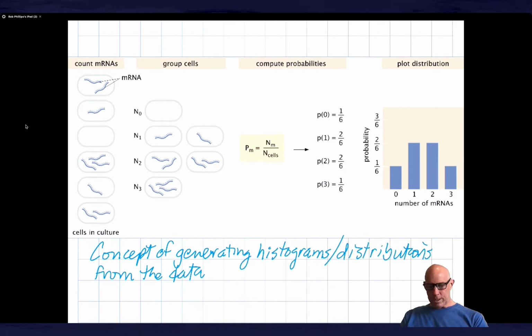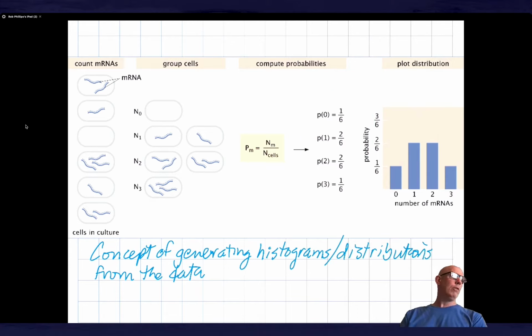Here I'm just showing you exactly how such a thing would go. In the left column, I have all of my different cells. The first one has 2 mRNAs, the second one has 1 mRNA, the third one has none, the fourth one has 3, the fifth one has 1, and so on. And then I group them. What I mean by group is I say how many of them had 0, how many of them had 1, how many of them had 2, how many of them had 3, and from that I can compute the probability distribution, which is what I'm showing you on the right.